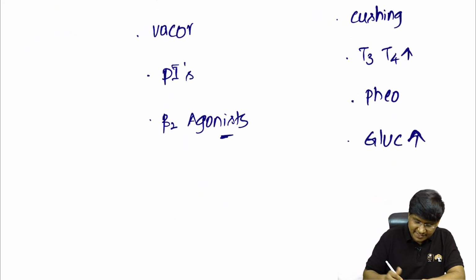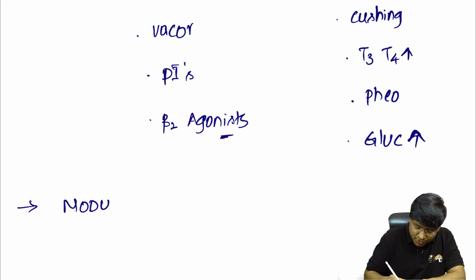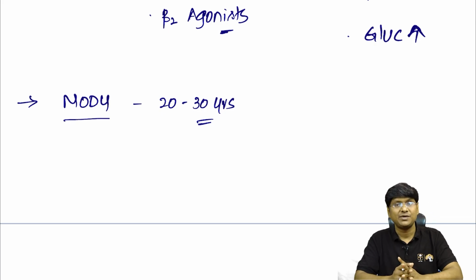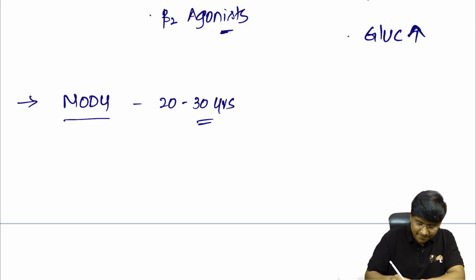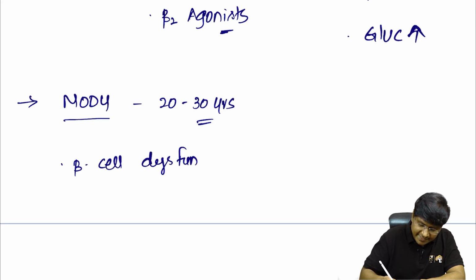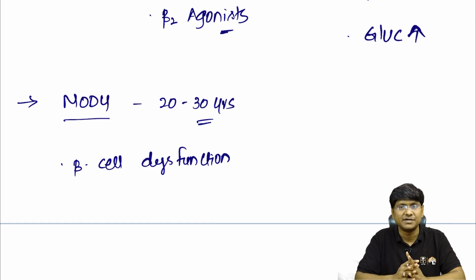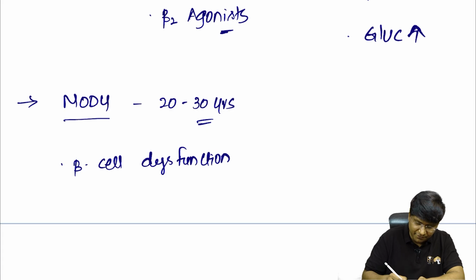Now we will discuss the variants of diabetes mellitus, that is the MODY, maturity onset diabetes of young. The age group at which you will see this MODY is between 20 to 30 years of age. And the important pathogenesis here is beta cell dysfunction. That is what you will observe in case of maturity onset diabetes of young.